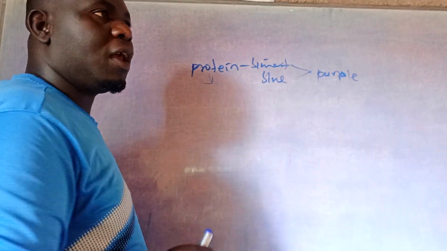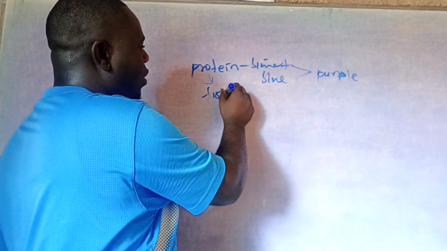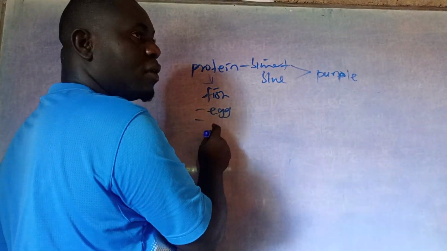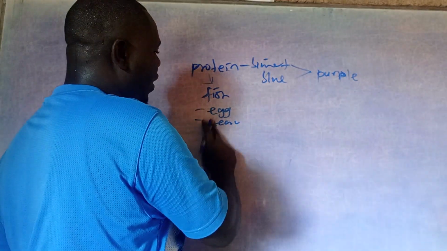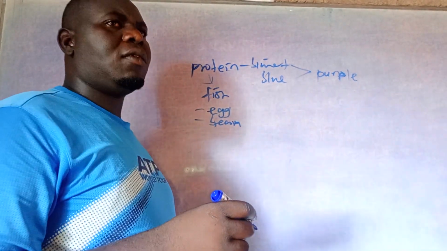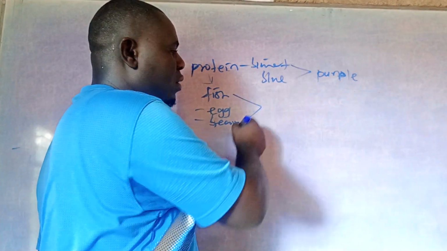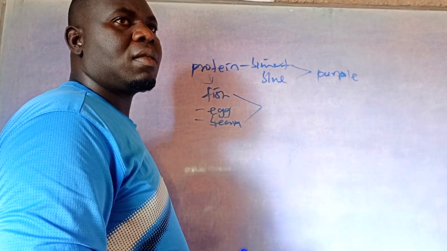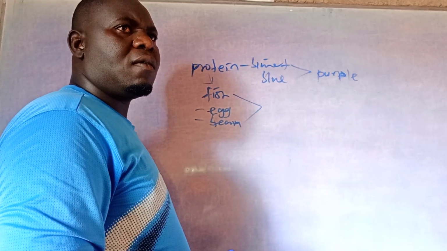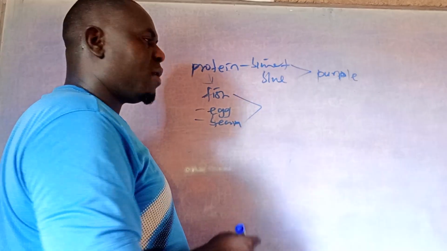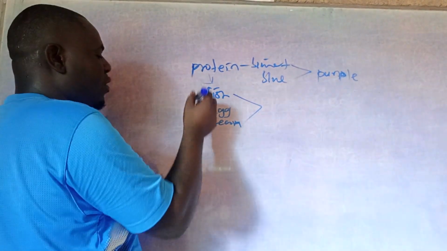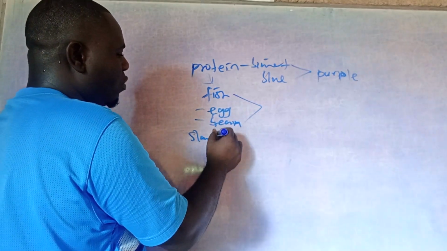Protein, fish, what else? Egg, okay? What else? These are okay, good. Then, what disease is caused due to lack of protein in the body? Marasmus, eh? Kwashiorkor is for what? For carbohydrates, eh? So marasmus, okay, good. Then, what about starch?